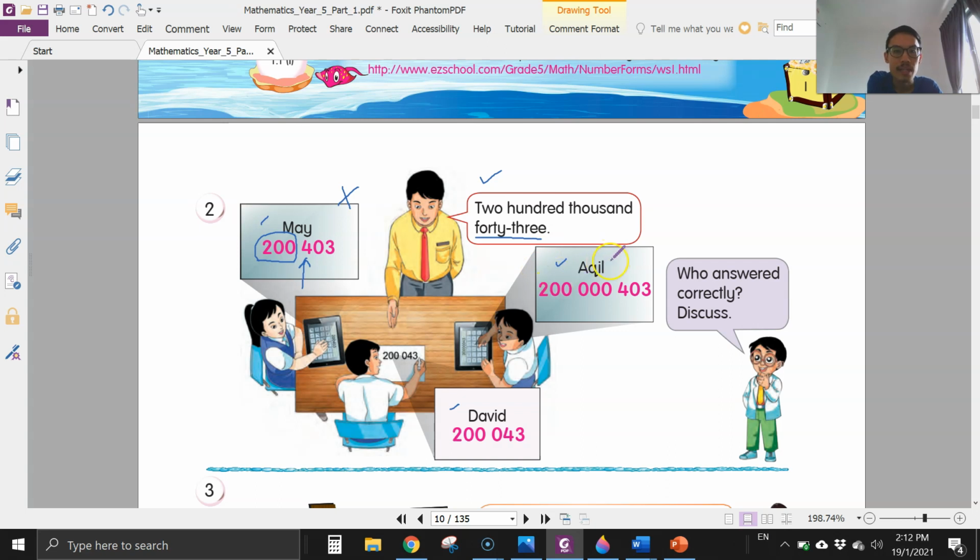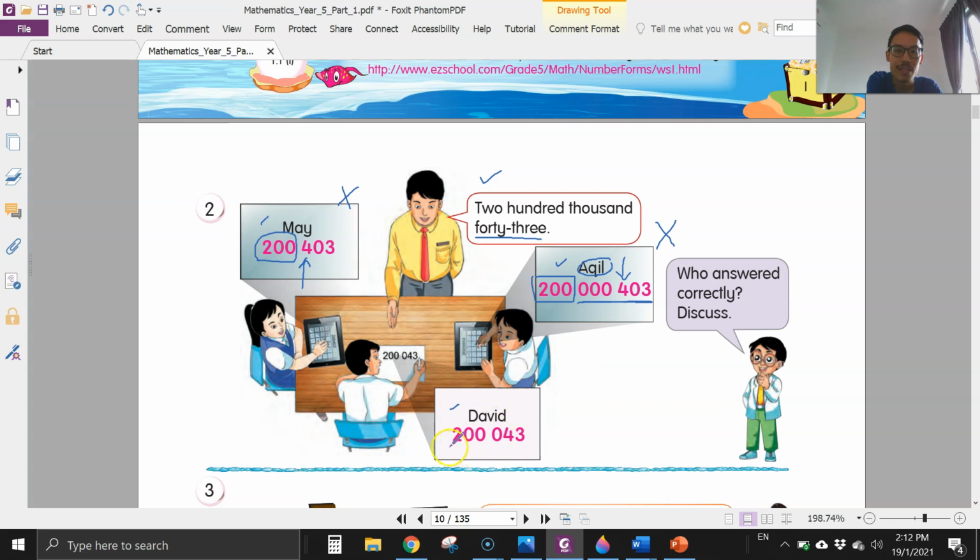Okay, what about Akil's answer? Now, what number is this? There are 6 numbers behind. Now, I told you just now, in a million, there are 6 zeros, right? 6 kosong dalam sejuta. So this is million. So if you read the number in front, this should be 200 million. Okay, 200 million 403. Okay, so this is not the answer as well.